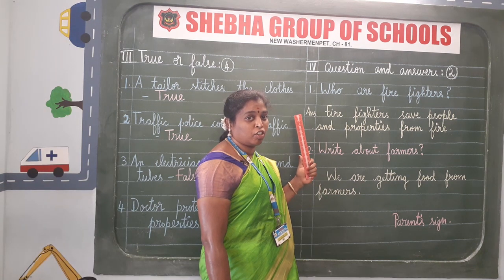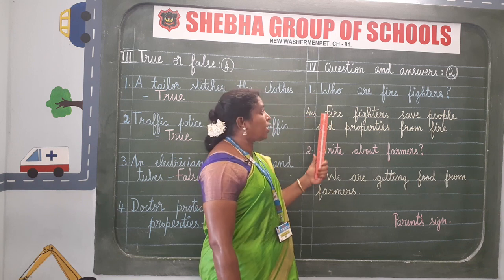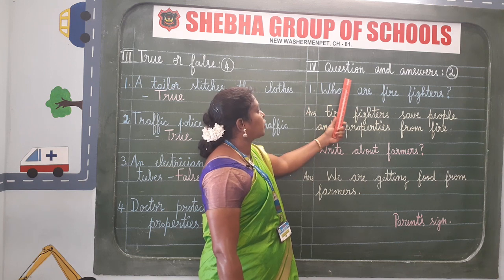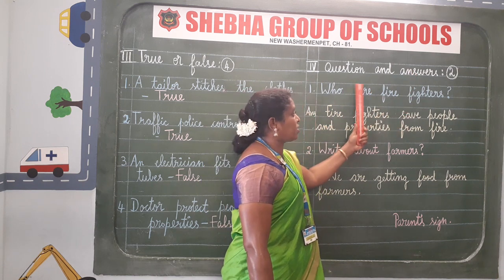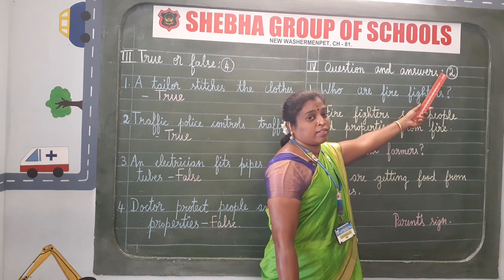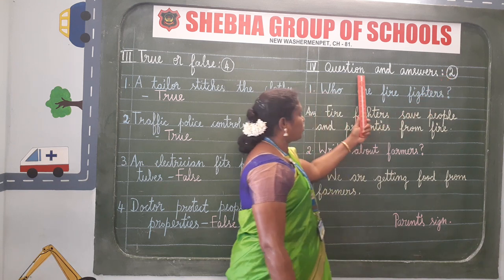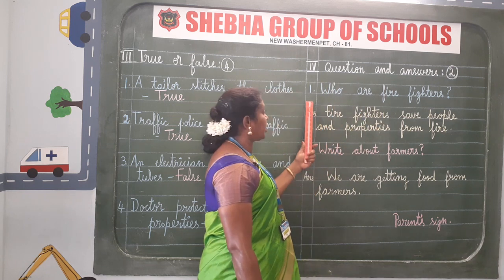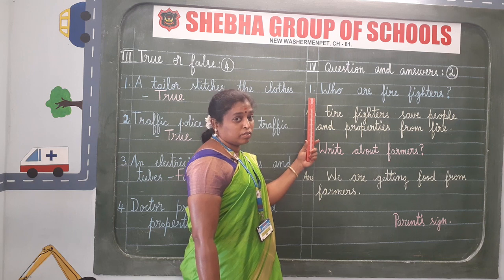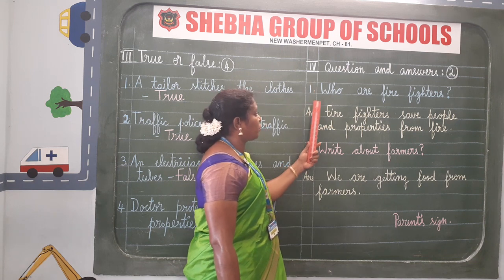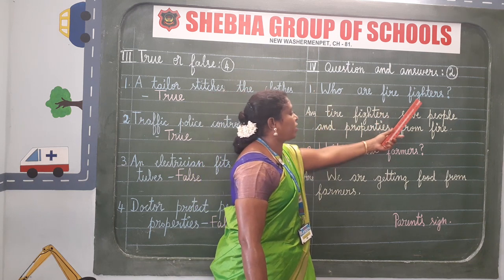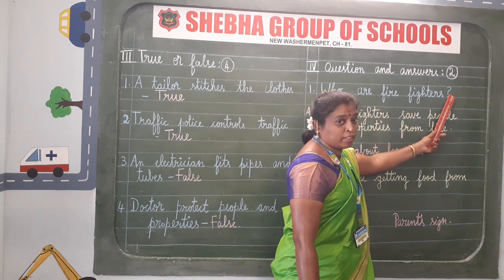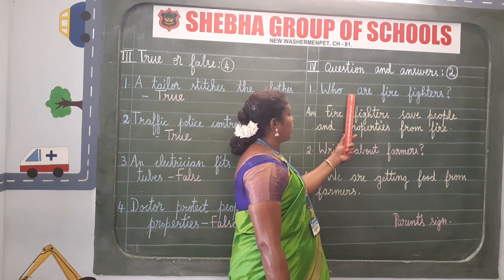After finishing the third Roman letter, again you have to draw a line and start writing the fourth Roman letter. What is the fourth Roman letter? Question and answers. The number of question and answer is 2. After finishing the heading, again you have to leave one line and start writing the question. Number 1 is written inside the margin. Who are firefighters? Question mark. Write neatly. Keep finger space.